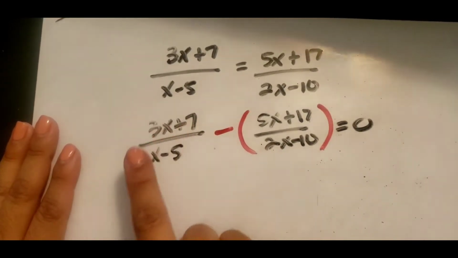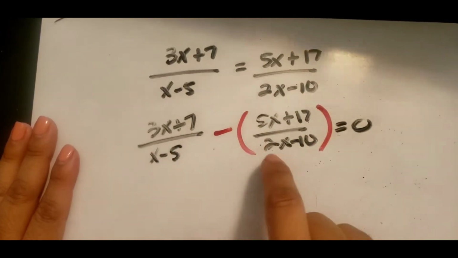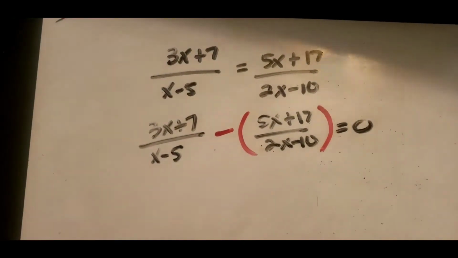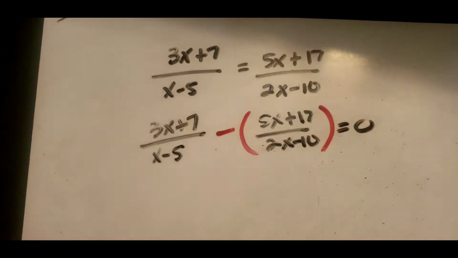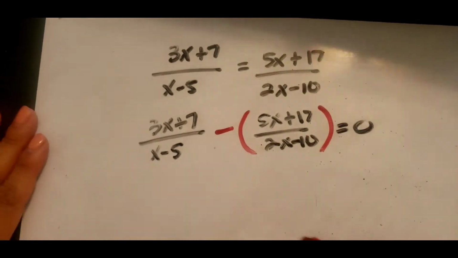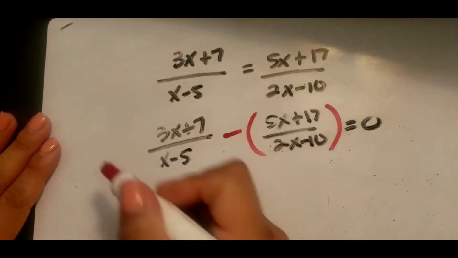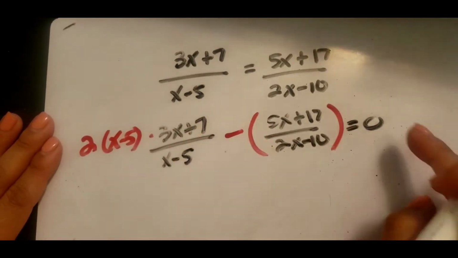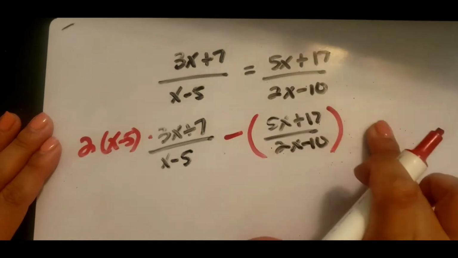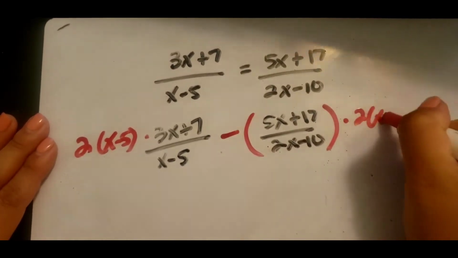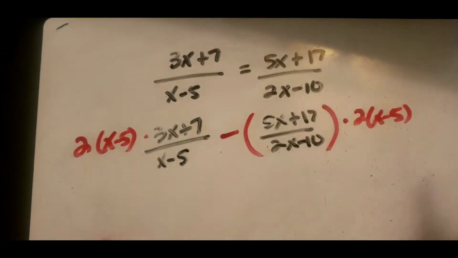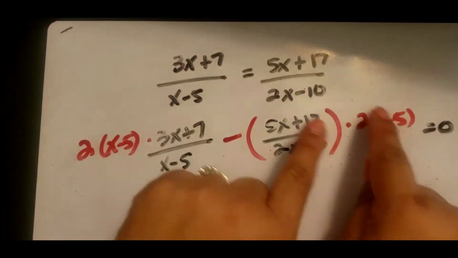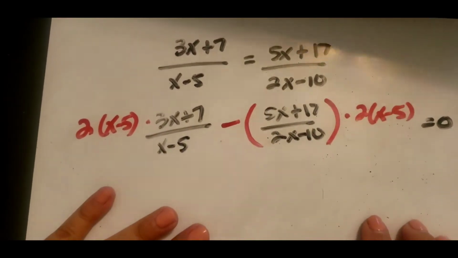All right, so now we have 3x plus 7 over x minus 5 minus all of this, which is 5x plus 17 over 2x minus 10. Now here's what we're going to do. Remember the LCD that we had earlier was 2 times the quantity x minus 5. So now I'm going to multiply it to each of the fractions. I'm going to take 2 and x minus 5 and multiply it to this fraction, and I'm going to do the same thing over here. I'm actually going to move the 0 just a little bit, so times 2 times x minus 5 and set it equal to 0. Again, I'm only multiplying the LCD by the fraction.